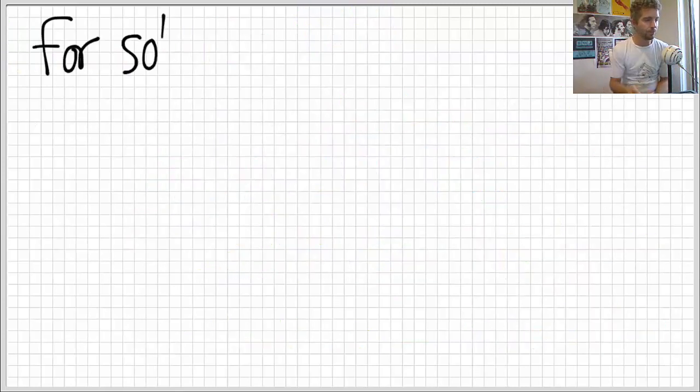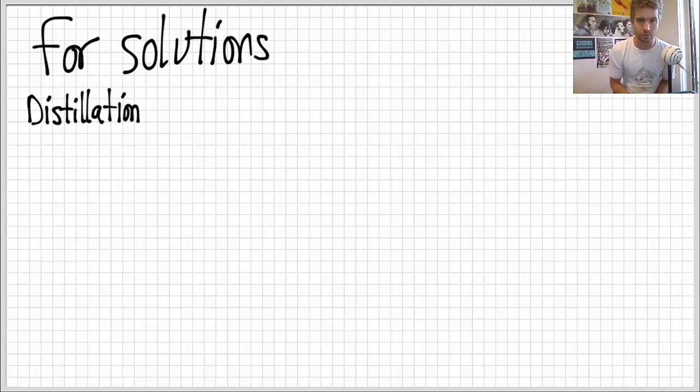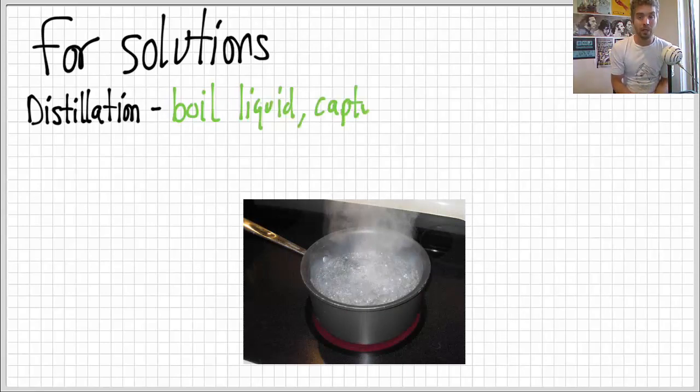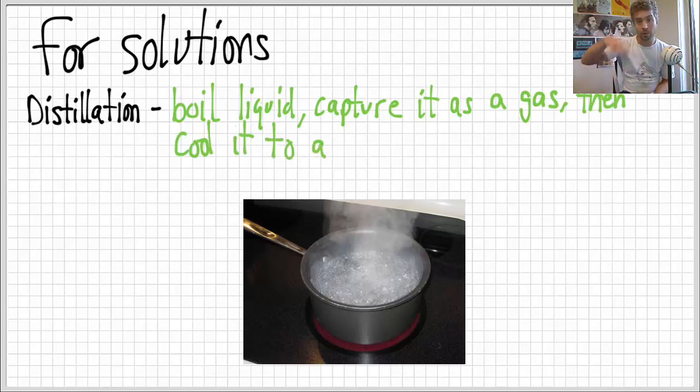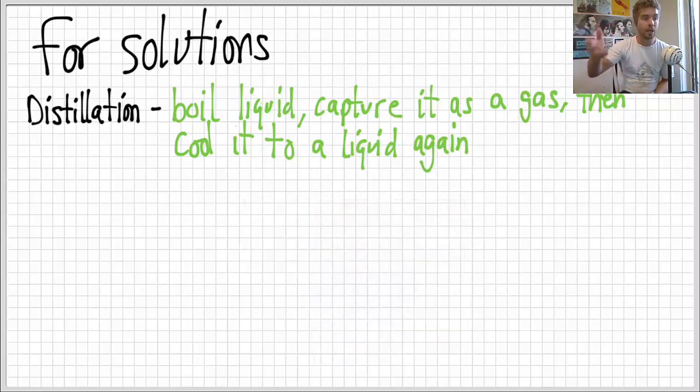Now, moving on to our second category of separation techniques. These ones work for solutions. The first one is distillation. Distillation is when you heat up a liquid, like a liquid with a solid in it. You heat the liquid to boiling point, so the liquid will boil off. It will turn to gas. You can then collect the gas and cool it to liquid, and it leaves behind the solid. So if you're trying to capture the liquid without the solid, you can capture it, collect it, and cool it again.